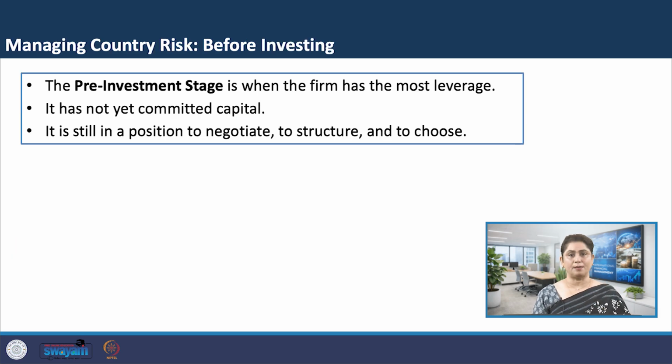With that principle established, let us now turn to the first stage of country risk management, and that is called the pre-investment stage. This is when the firm is still in a position to negotiate the terms of its entry. It can choose how to structure the investment. It can choose how much to invest, in what form, with whom, and on what contractual basis. This is why pre-investment risk management is so valuable. It deserves careful, systematic attention before any cross-border investment decision is finalized.